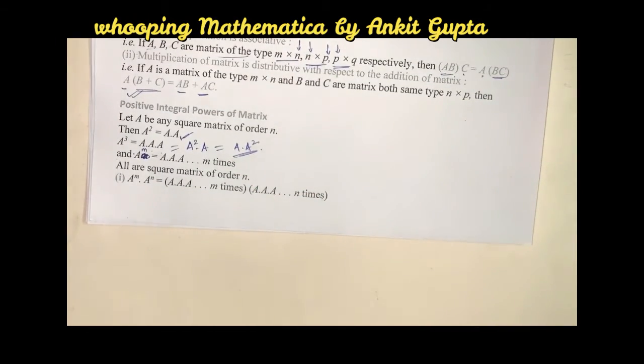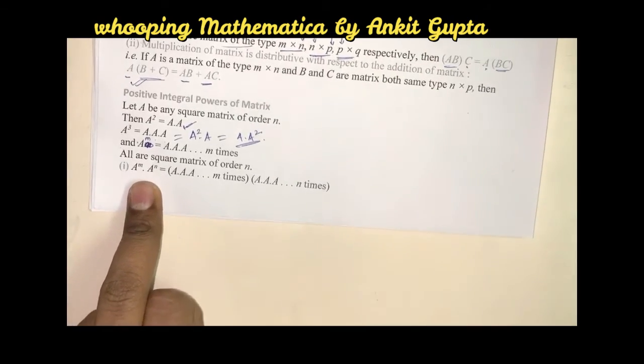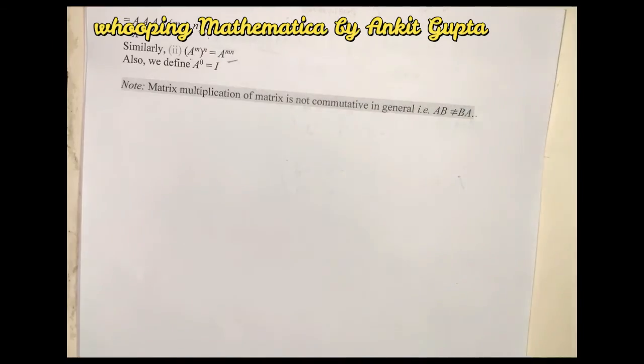Now if we want to find A raised to the power m, then it is A multiplied m times. If we multiply two matrices, say A raised to the power m and A raised to the power n, then we are going to get the product as A raised to the power m plus n. Similarly, A raised to the power m, raised to the power n, is equal to A raised to the power mn, and we also define A raised to the power 0 as I.